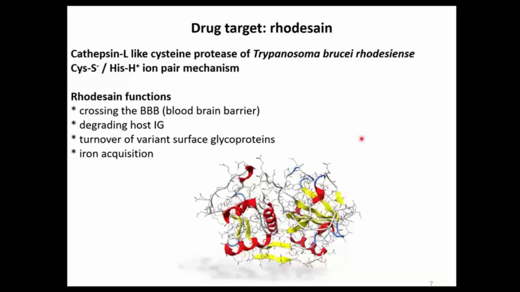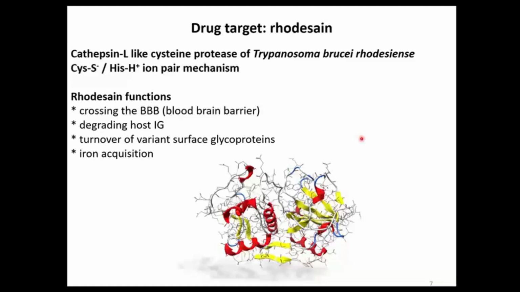cysteine-histidine ion pair in the ground state, which means that the catalytically active cysteine residue is deprotonated and the catalytically active histidine residue is protonated. And this is in contrast to, for example, viral cysteine proteases, for example, the SARS coronavirus main protease.